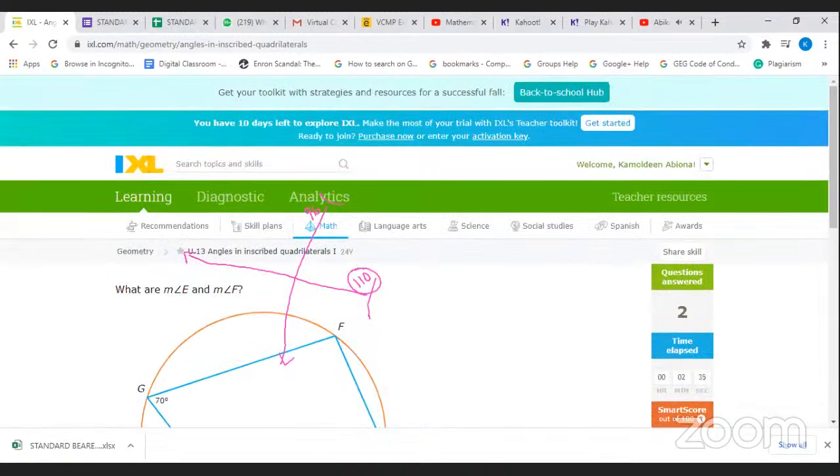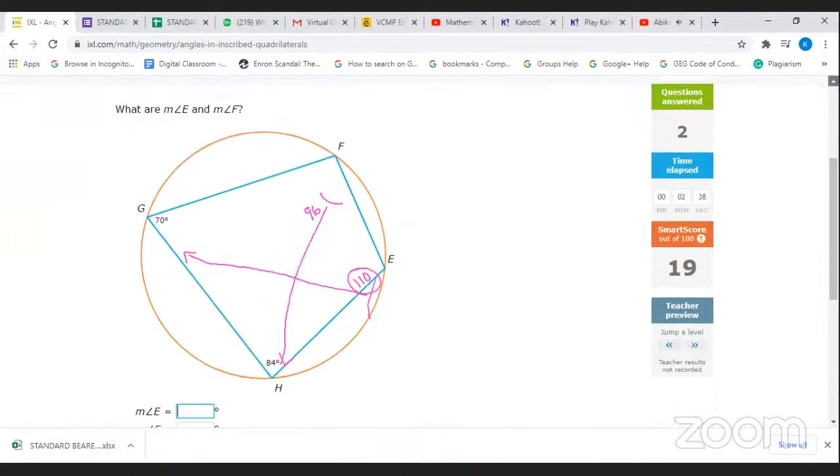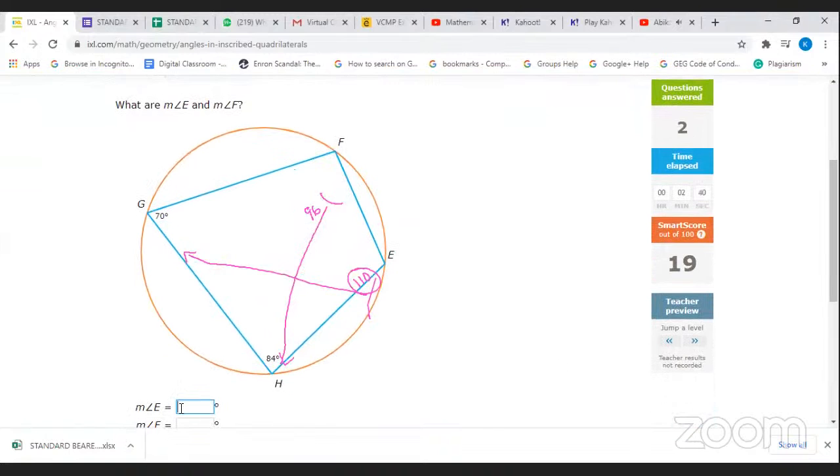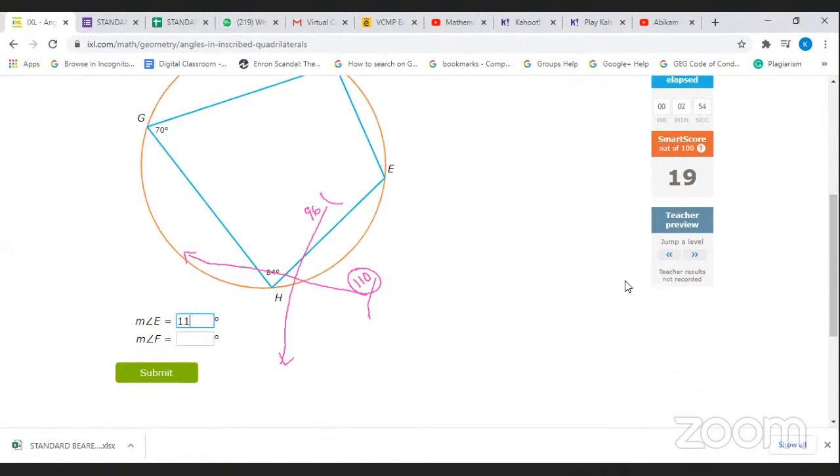Angle E is 110. E is 110. And then the other one, F, is 96. Sorry, 110. F is 96. Sorry, my keyboard is misbehaving. F is 96. This is 110.